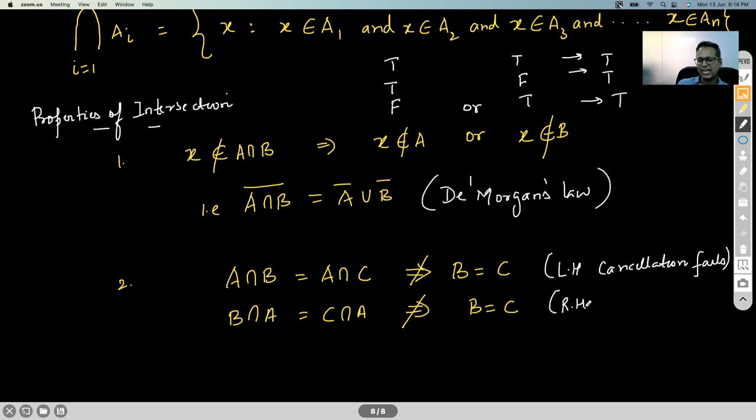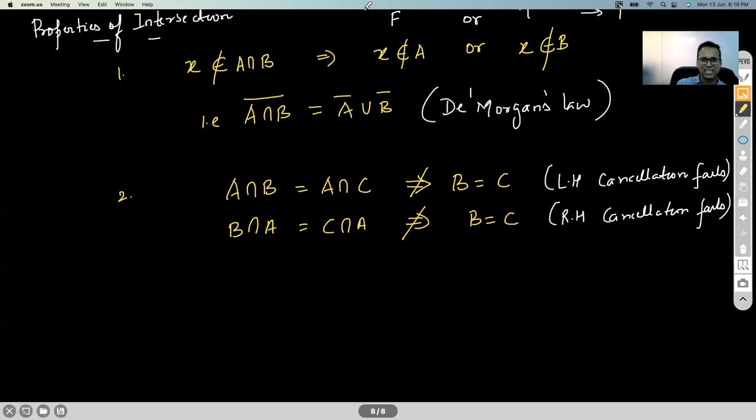And this means your right-hand cancellation fails in intersection also. Now, can I give an example where it is failing? In fact, you give me an example. Let's hear it out from you. Can you give me an example where there are three sets involved, A, B, and C, such that A intersection B and A intersection C are equal, but still B and C are different? Give me an example. Anybody, I'm waiting.